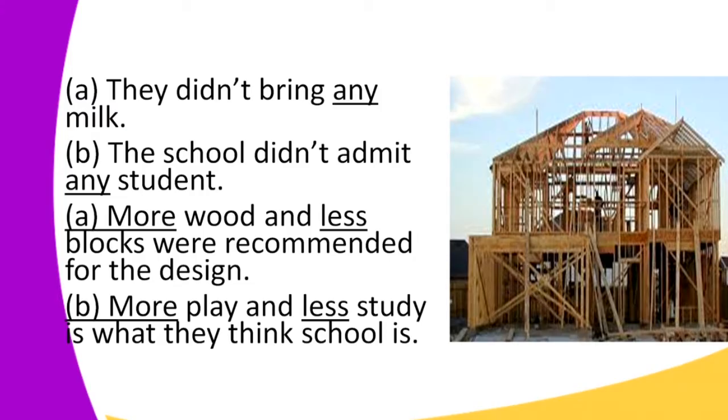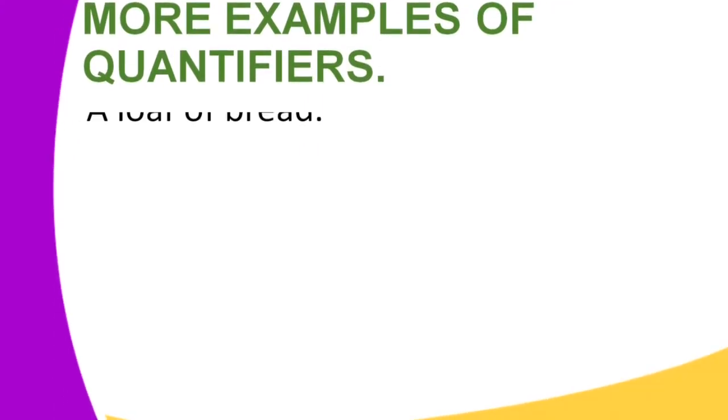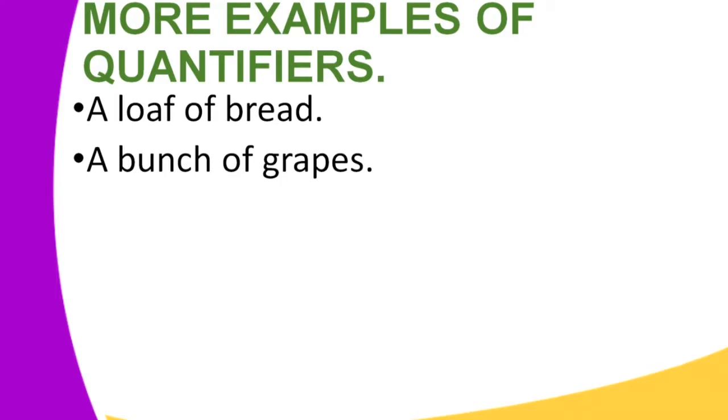Now let's look at other examples of quantifiers. We have a loaf of bread. We have a bunch of grapes. We have a bar of soap. Since we can't say one soap or two soaps or 10 soaps, we can only talk about one bar of soap, two bars of soap, or 10 bars of soap. Remember, it's not 10 bar of soaps or 3 bar of soaps. It's 10 bars of soap or 3 bars of soap.